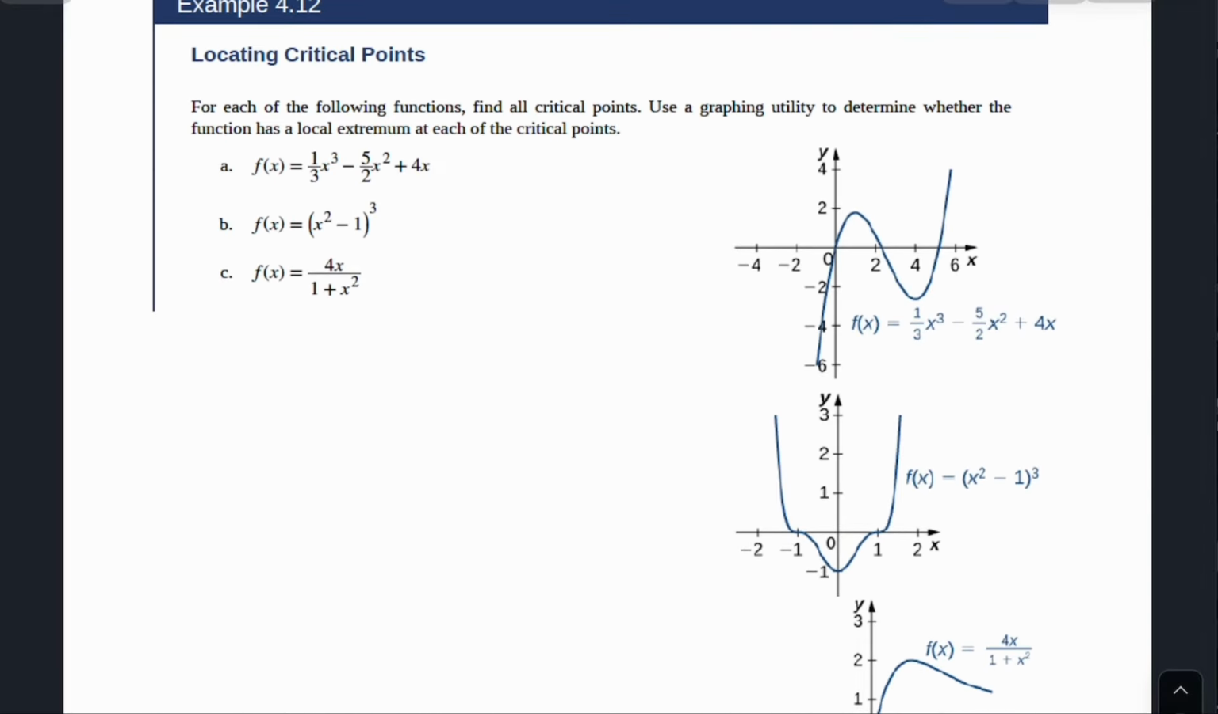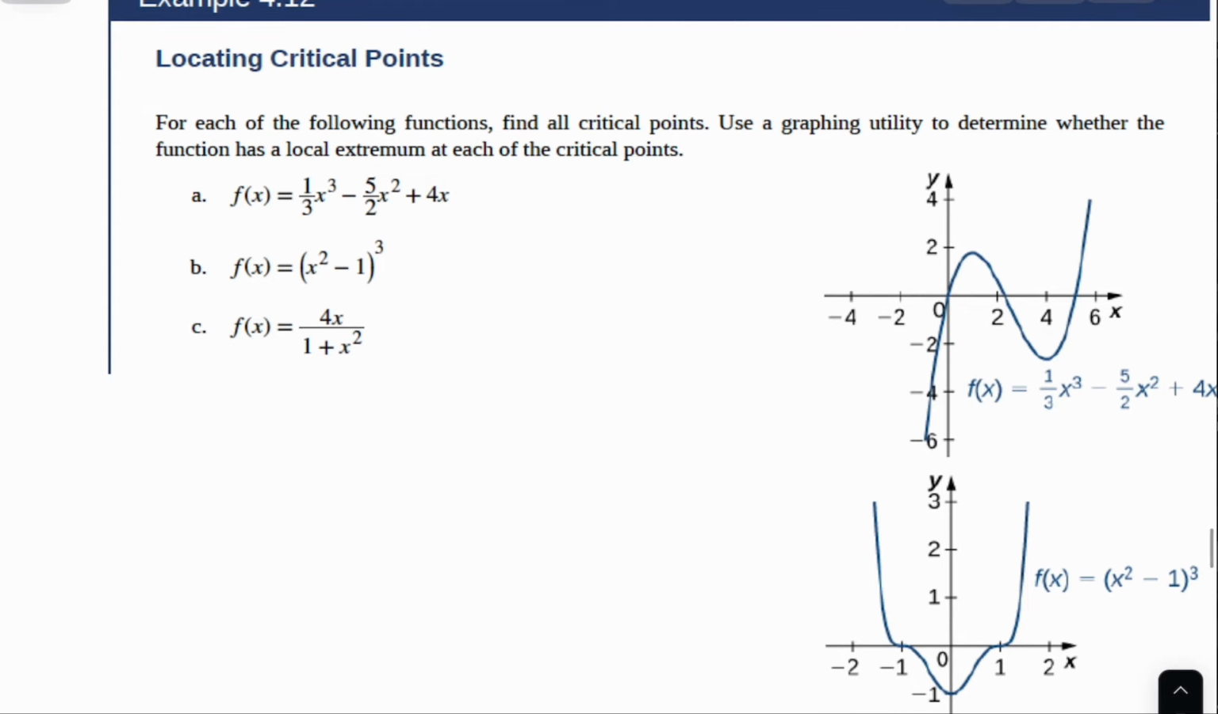So let's look at some examples. What we're going to do is find all of the critical points for these functions, and then we'll look at the graph and see how the graph works in relationship to those points. Okay, so let's look at part A.